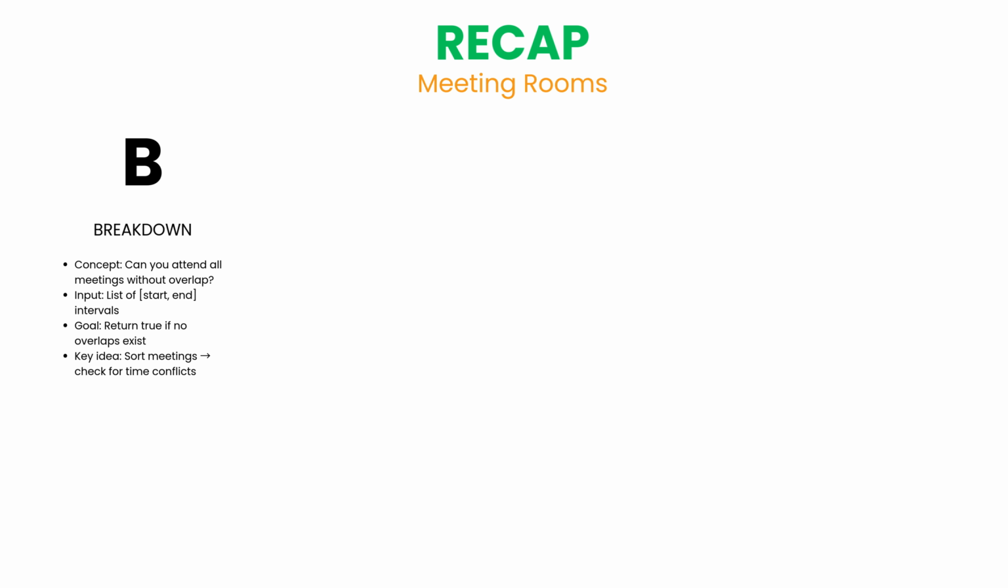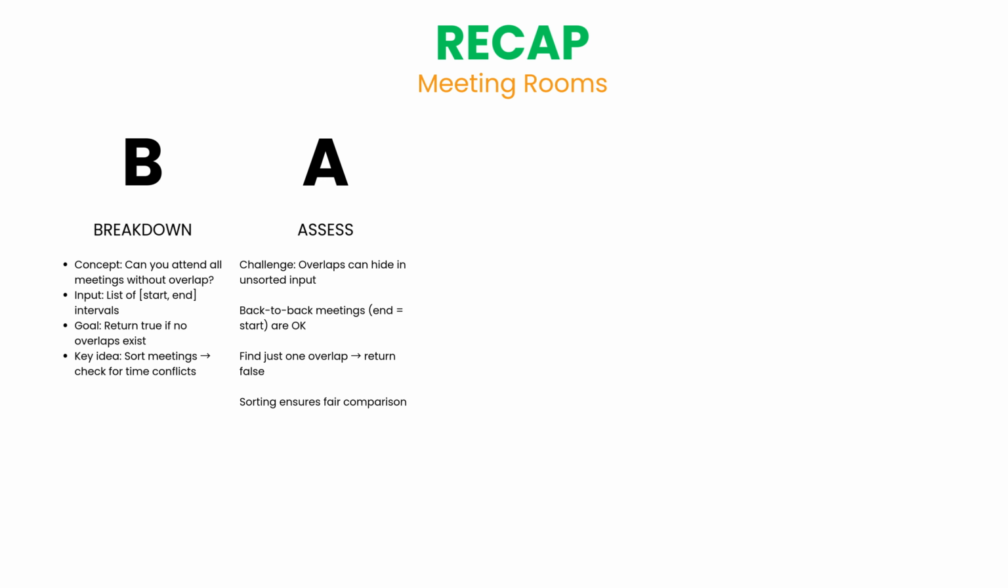Assess recap. The key insight here is that meetings can come in any order, and back-to-back meetings are allowed. So, we first sort all intervals by their start time. Then, we walk through the list, comparing each meeting's start to the previous meeting's end. If a meeting starts before the last one ends, we found an overlap and can immediately return false. If we reach the end with no conflicts, we return true.